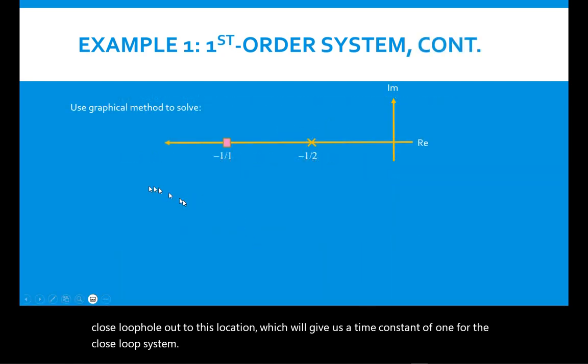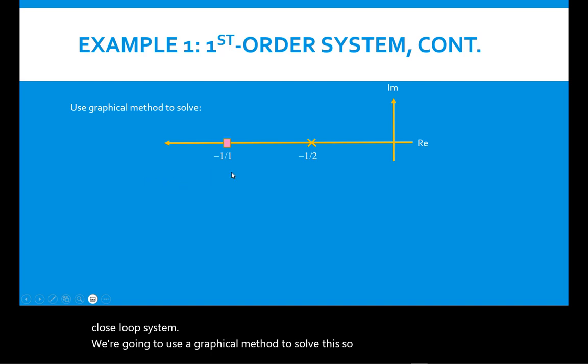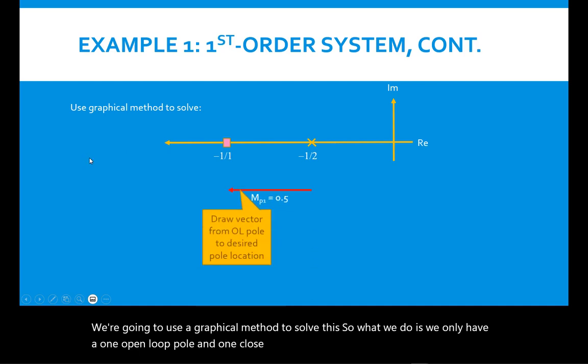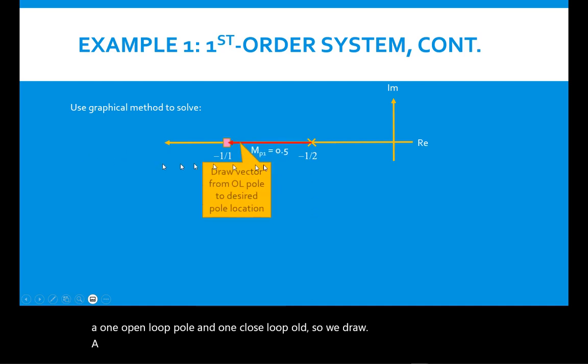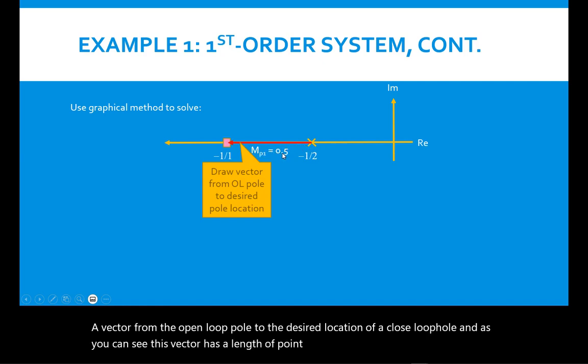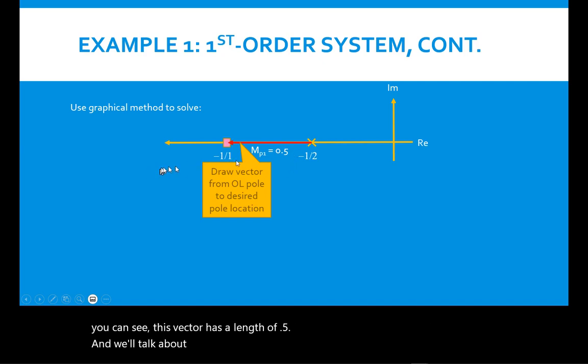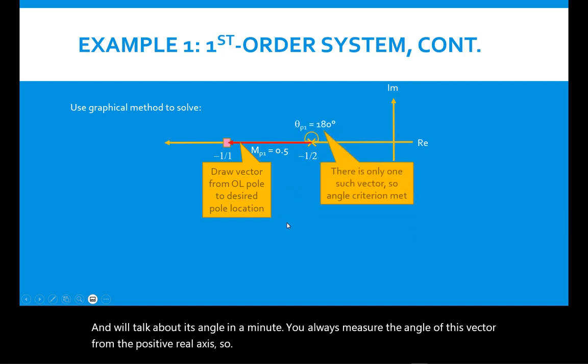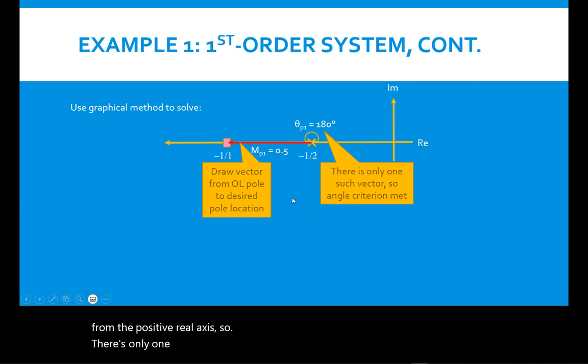We're going to use a graphical method to solve this. We only have one open loop pole and one closed loop pole. So we draw a vector from the open loop pole to the desired location of the closed loop pole. As you can see, this vector has a length of 0.05, and we'll talk about its angle in a minute. You always measure the angle of this vector from the positive real axis. So there's only one such vector, and that angle is 180 degrees.